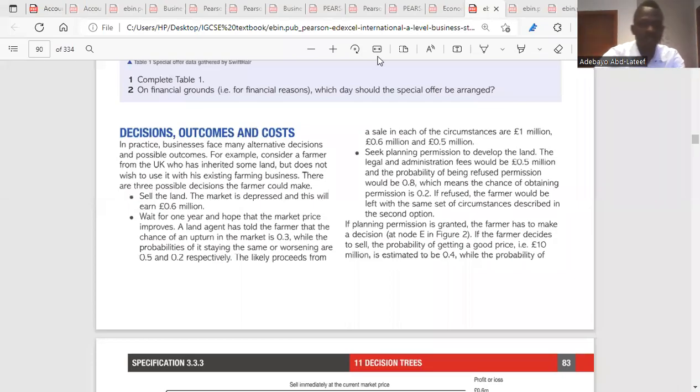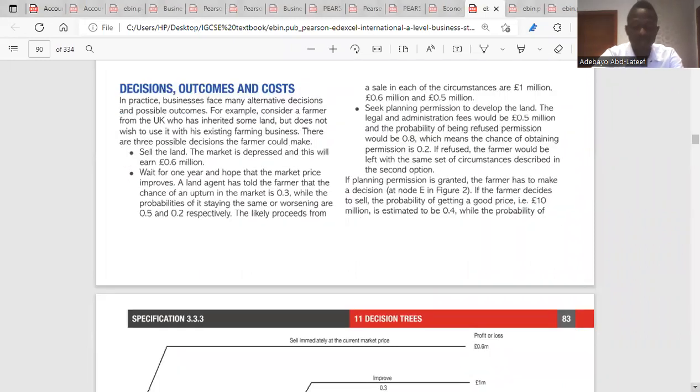So we go to decisions, outcomes, and cost. We are still on decision trees. When we talk about decisions, it means it's a process of making a choice. And when you are making this choice, you are gathering information to analyze different resolutions. That is what a decision is about. So that decision has to take place. You have to take a decision.